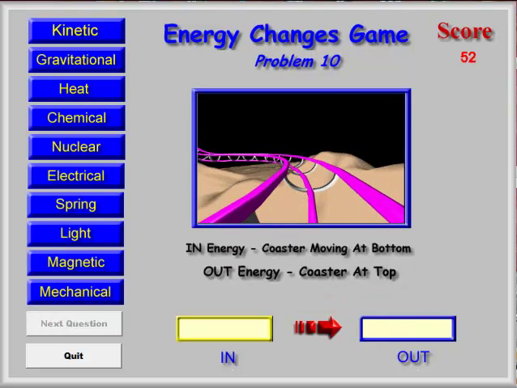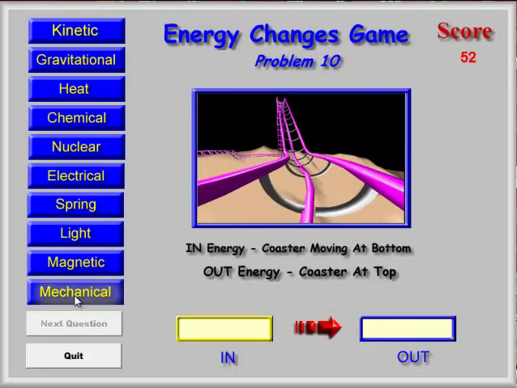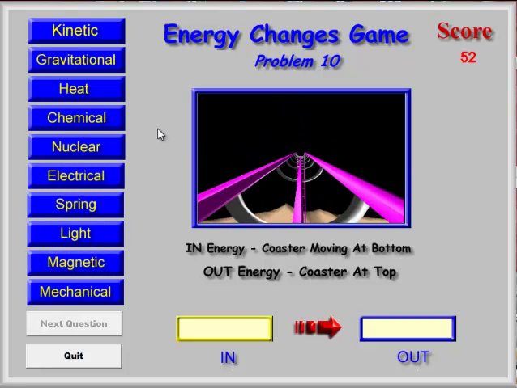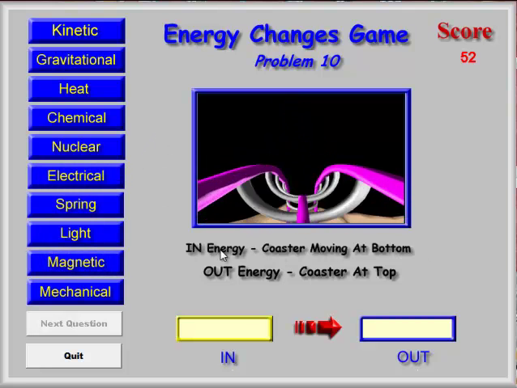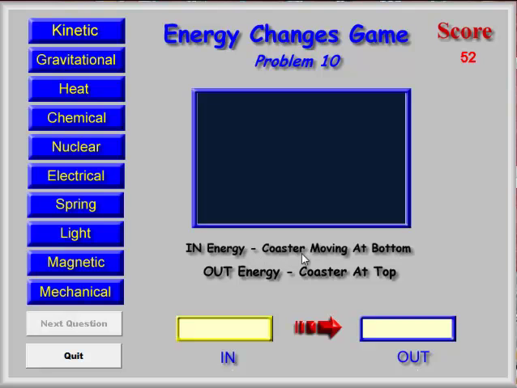Here we are at question 10. You can see that there's a roller coaster, and the in energy is the coaster moving at the bottom, which would be kinetic. And the out energy is the coaster at the top, which would be gravitational energy.